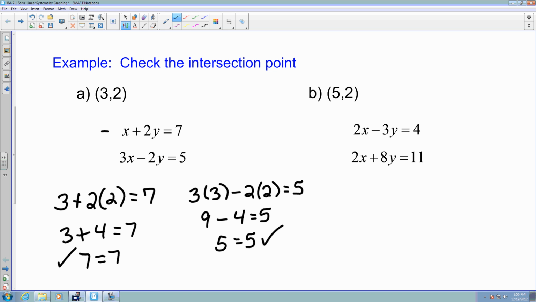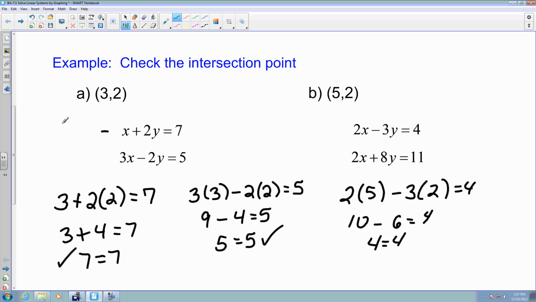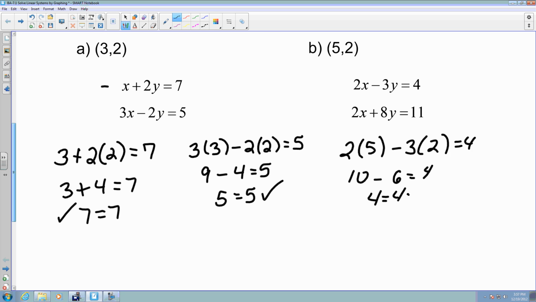So let's look at example B. We want to see if (5, 2) is the intersection point for the system 2x minus 3y equals 4 and 2x plus 8y equals 11. Let's look at the first equation and substitute in those values. So I have 2 times 5 minus 3 times 2 equals 4. That's 10 minus 6 equals 4, and I have 4 equals 4. So that holds true. For the first one, we're good.